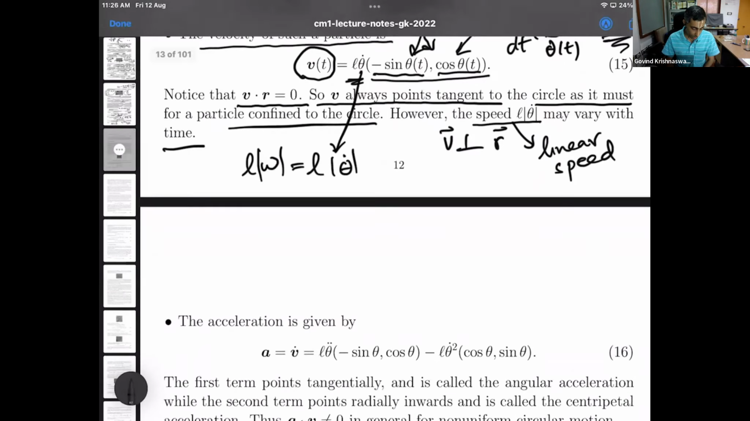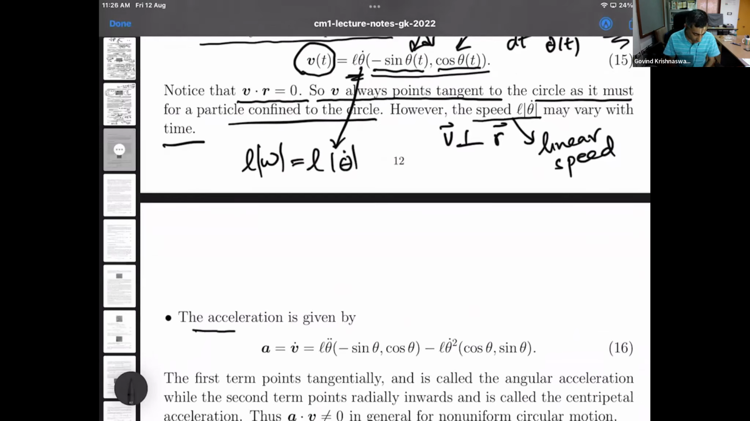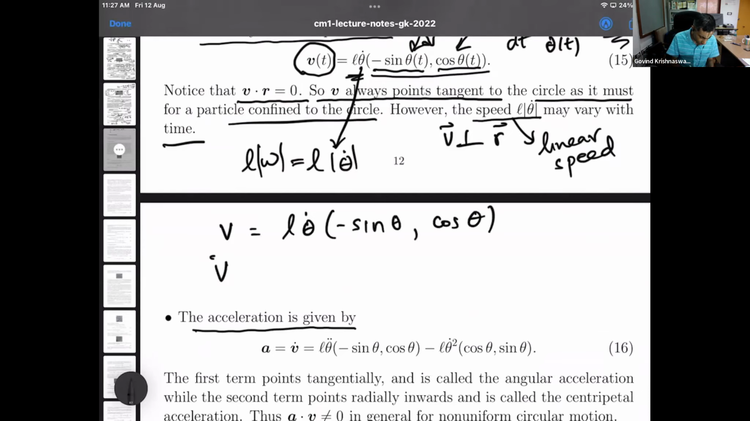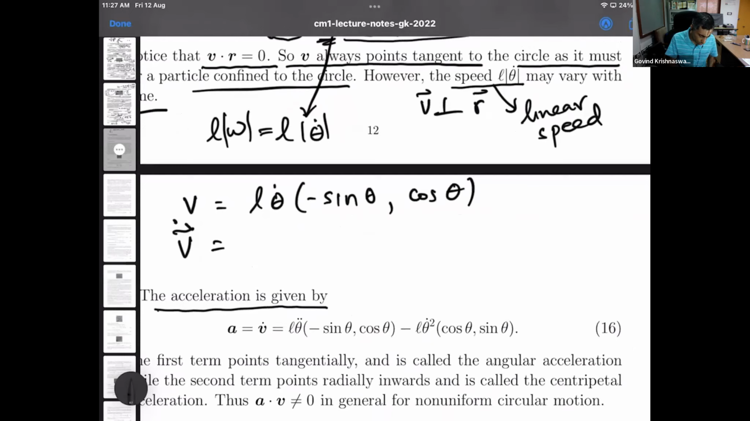So now we proceed to calculate the acceleration, and here there is a little bit of a new feature. A is given by V dot. So let us differentiate carefully. V was L theta dot times minus sine theta comma cosine theta. If I differentiate it, V dot is going to have several terms. We will do this slowly. There are two possibilities: the time derivative may hit the coefficient or it may hit the things inside. So I have to consider both cases, by a certain rule of differentiation.